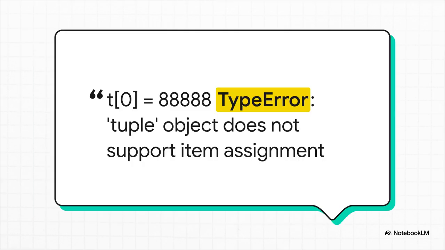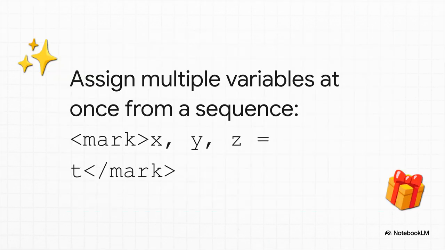And Python takes this rule very, very seriously. If you create a tuple and then you try to go back and change one of the elements, Python won't just tell you no, it'll stop everything and throw a type error. It's basically a built-in safeguard to protect your data from being changed by accident. But just because they're immutable doesn't mean they're not useful. Actually, one of their coolest features is something called sequence unpacking.